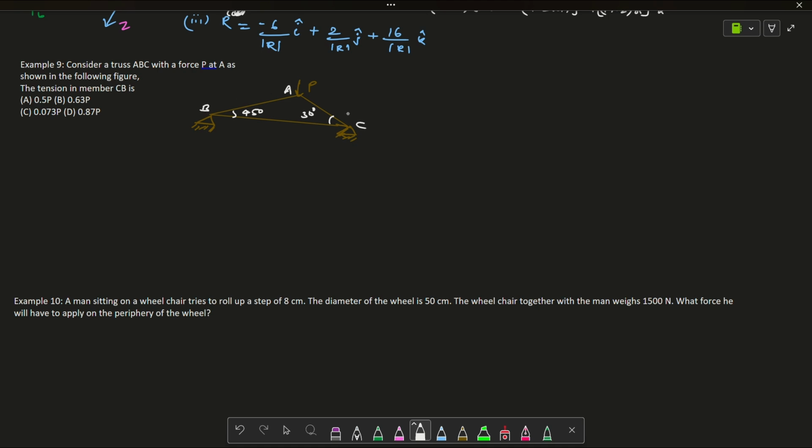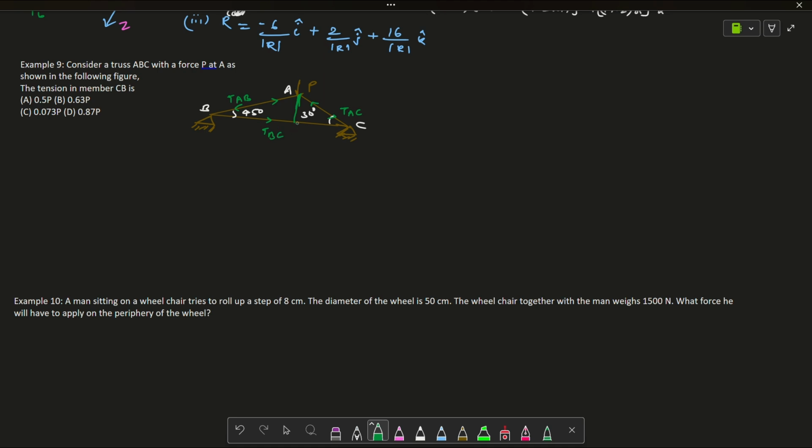So now what's the question asking? The tension in the member CB. So we have to find the tension in CB. Okay, so we will draw the forces here. See, we can draw it like this. Tension here is TAB, and here as well, and here as well TAC. And here it will be tension TBC.